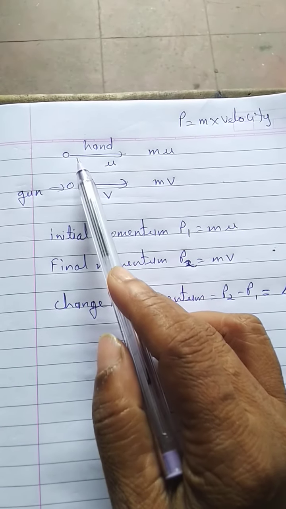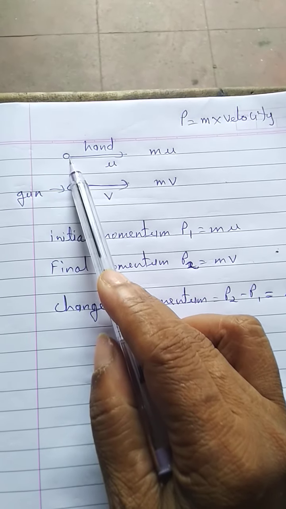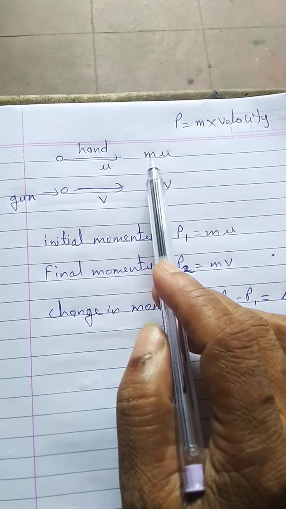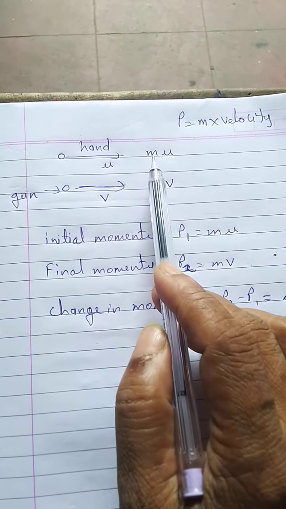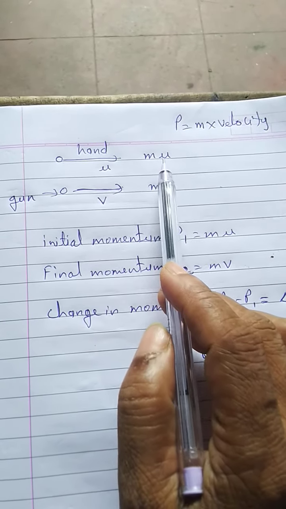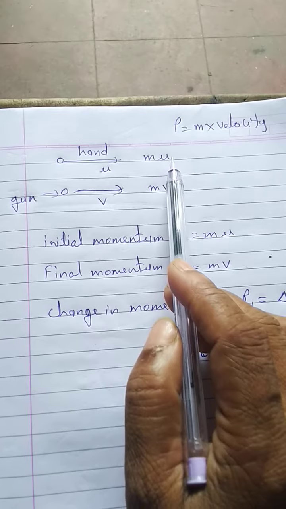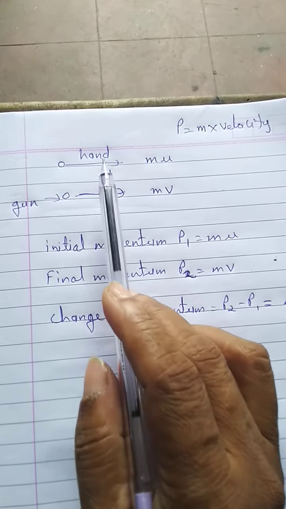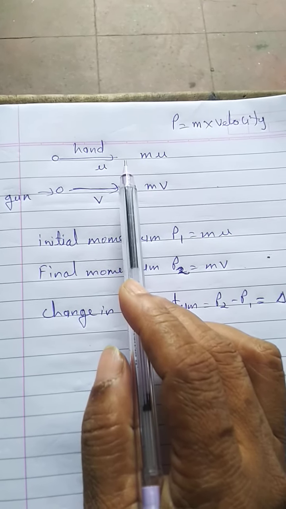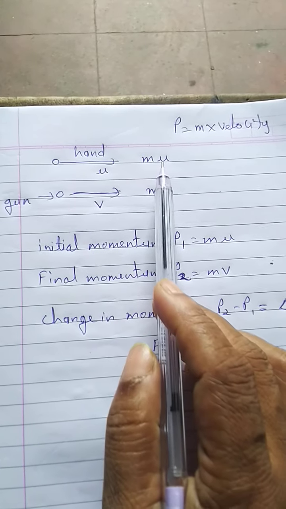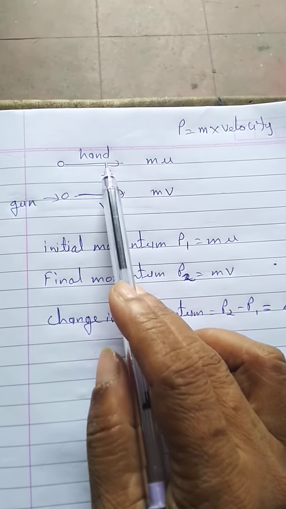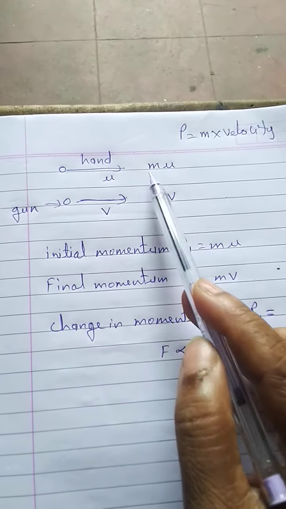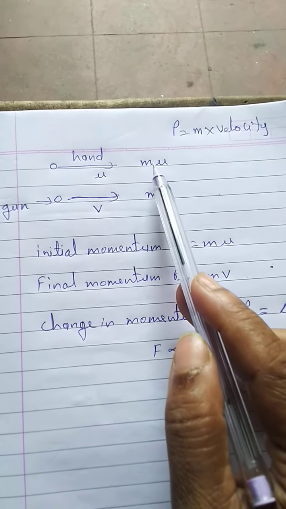Now suppose we are throwing an object with the hand, with initial velocity u, and the mass of the object is m. So the initial momentum of the object will be mass into initial velocity, m into u. Now suppose we are throwing a bullet with the hand at a person. The person will not be scared because the velocity of the bullet thrown with the hand is very low, and the mass of the bullet is very small. So the effect of the force will not be realized so much that the person gets scared.